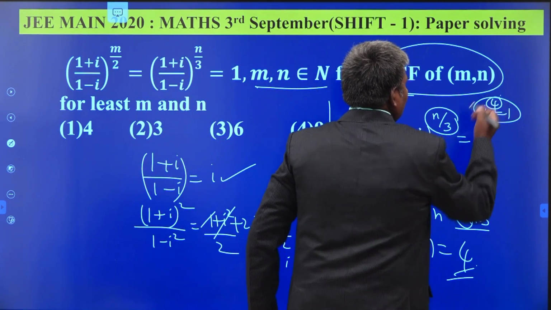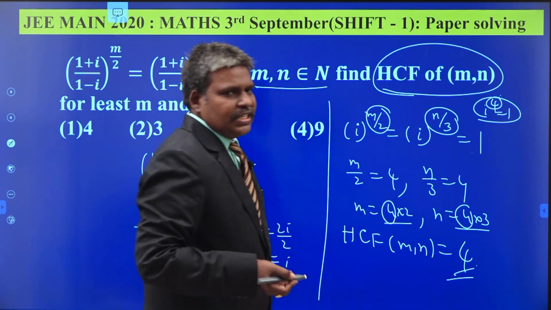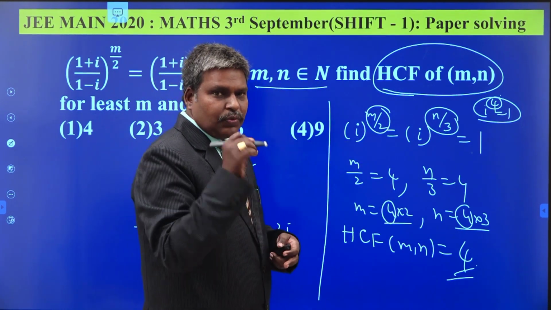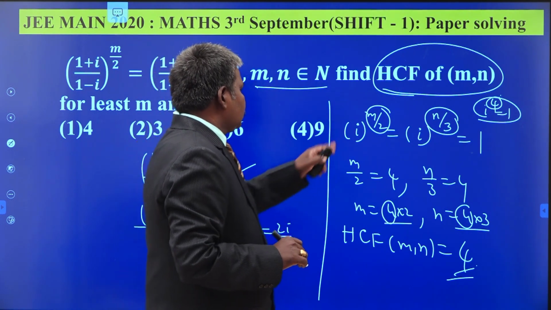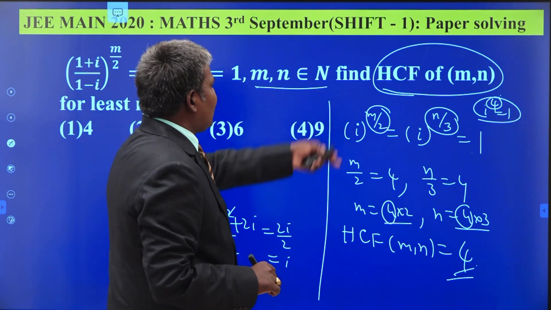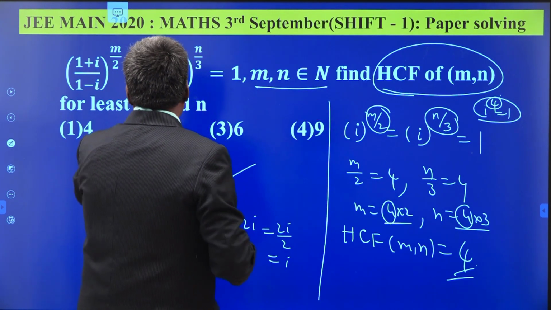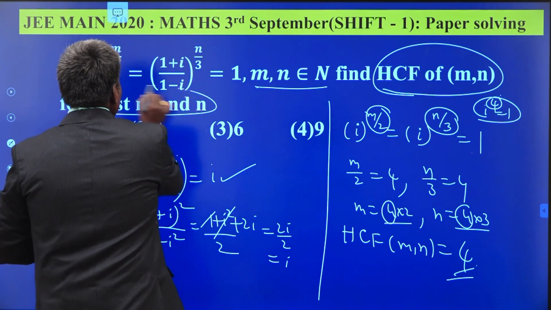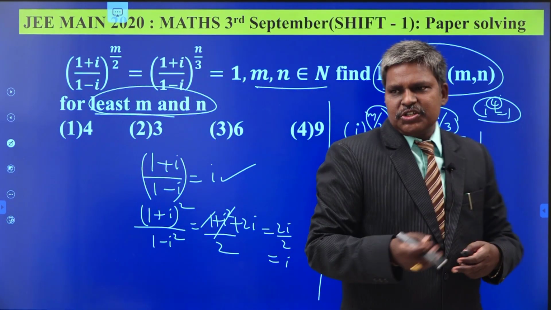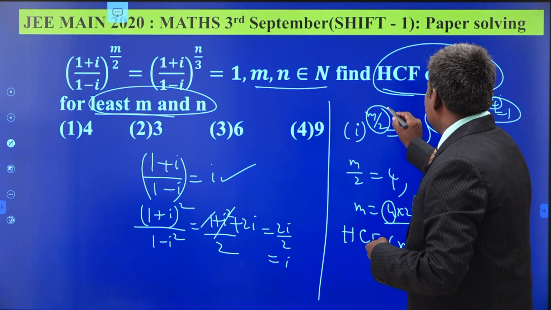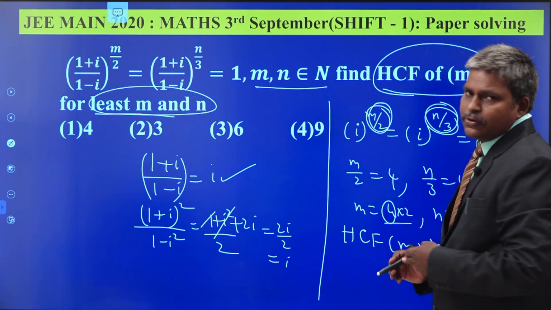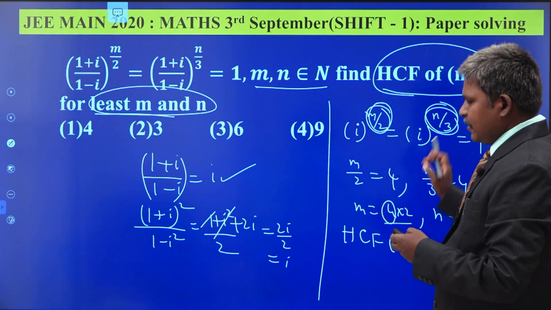This is the least value for n. n is equal to 4, that is 1. 16, i power 16 is also 1, but we need the least value. Okay, m comma n belongs to N. Find the highest common factor of m comma n for least values of m comma n. This is important here. For the least values of m comma n. The least values of m comma n are obtained by taking this one as 4 and this one as 4. And HCF is 4. Okay.